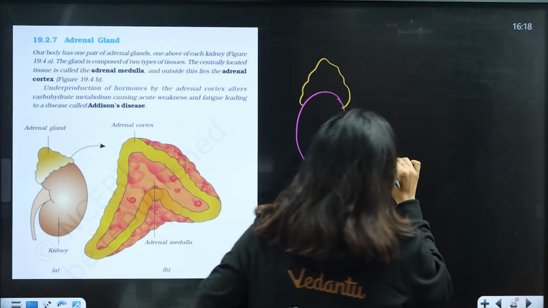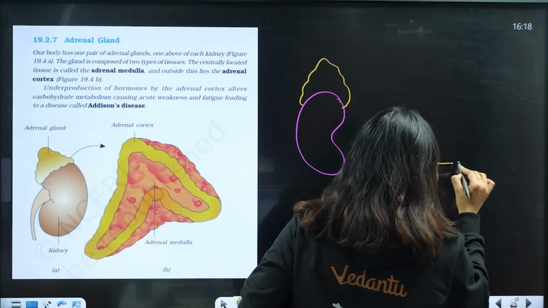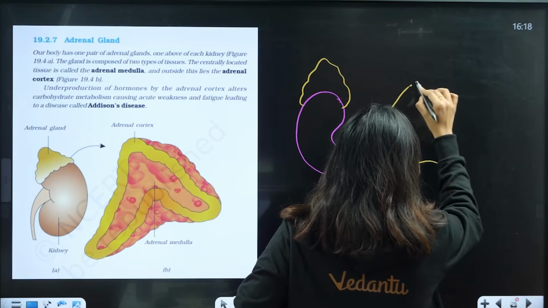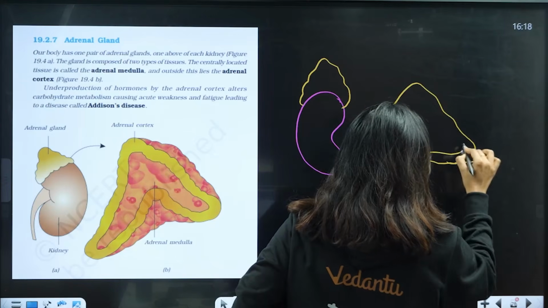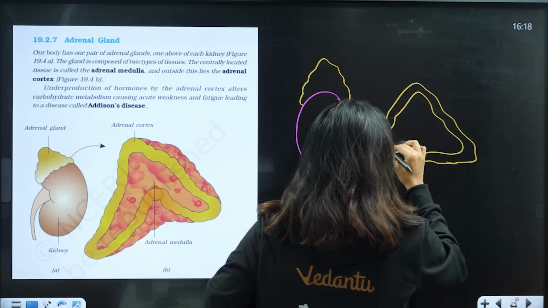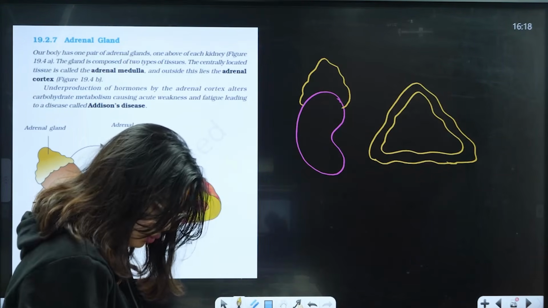In the adrenal gland, students, if you see a complete enlarged image of it, this is how it is going to look.